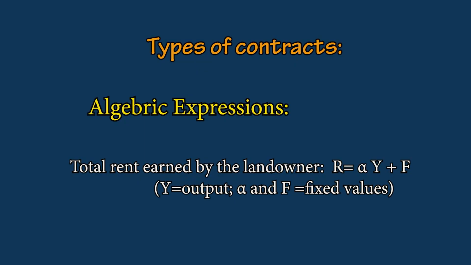Now, these three forms of contract can also be expressed algebraically. How can we do it? For this, let us start with a generalized case. Suppose the total rent earned by the landowner can be represented as capital R, which is equal to alpha Y plus F, where capital Y represents the level of output, while alpha and F are fixed values.